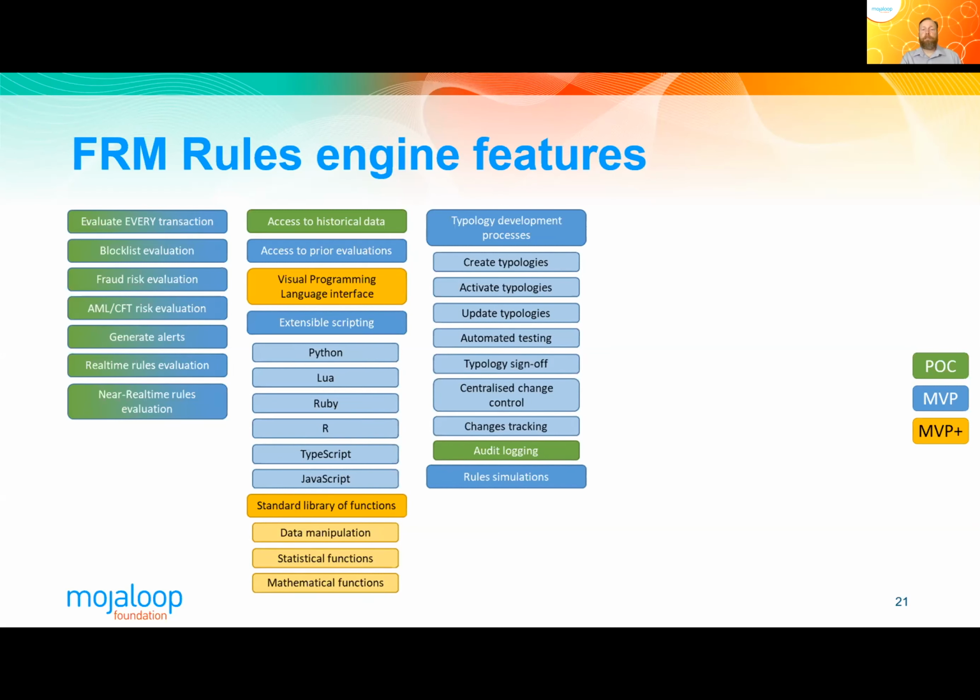And then finally, rule simulations, as it exists there, has two purposes. The first one is for automated testing, and the second one is for the investigations that an analyst might have to do. Both of those purposes will be fulfilled only in the MVP and not the POC.